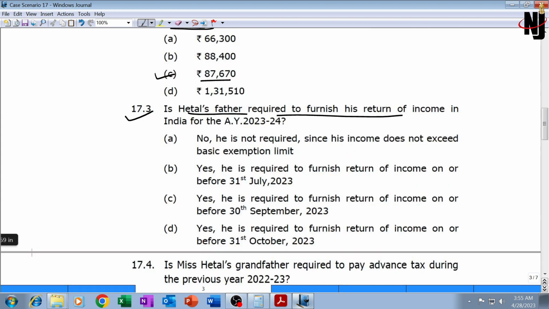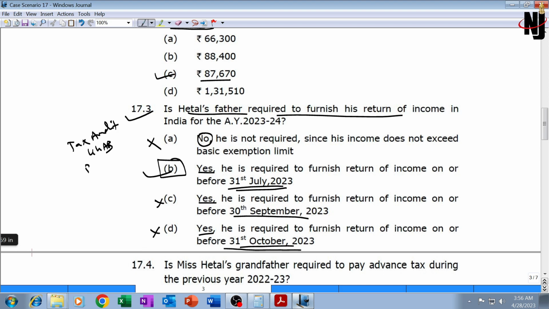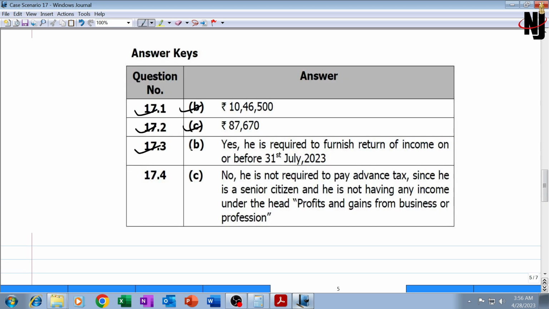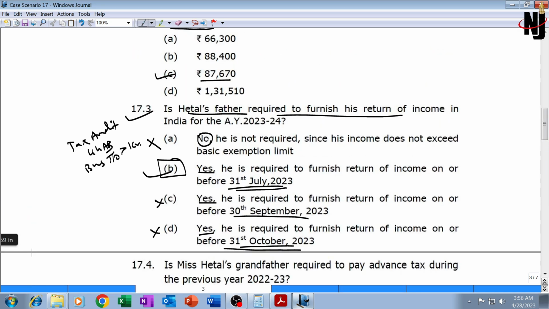So what is the answer? Answer is yes. The first option is wrong. Options B, C and D: yes, required by 31st July, by 30th September, by 31st October. These two are wrong options. Correct answer is B. Why 31st July and why not 31st October? Because tax audit will not be required. Tax audit, which has 31st October as a due date, will be attracted under section 44AB if the business turnover exceeded 1 crore or 10 crore or professional gross receipt exceeded 50 lakh, and not the amount of long-term capital gain. Our answer is B, 31st July. Institute's answer for 17.3 is also B, 31st July. IT return is required. Our answer is correct.